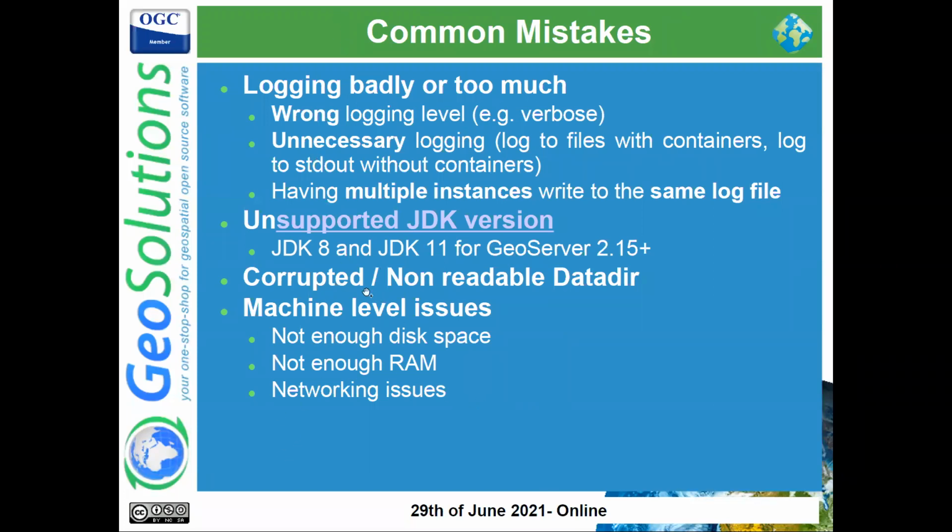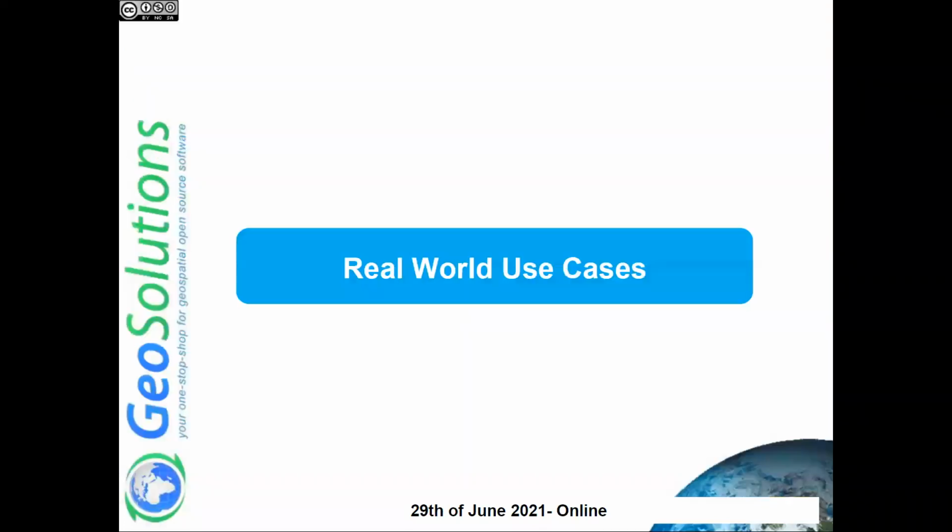Logging again, tweak your log level. Unsupported JDK version: maybe you're trying to run GeoServer with a version that is not supported. The list of supported versions is in the documentation. Corrupted or non-readable data dir. That's another typical source of issues, or generally speaking, machine level issues, so not enough disk space, RAM, and so on. But this should all be monitored, as you know, so you will realize in advance.